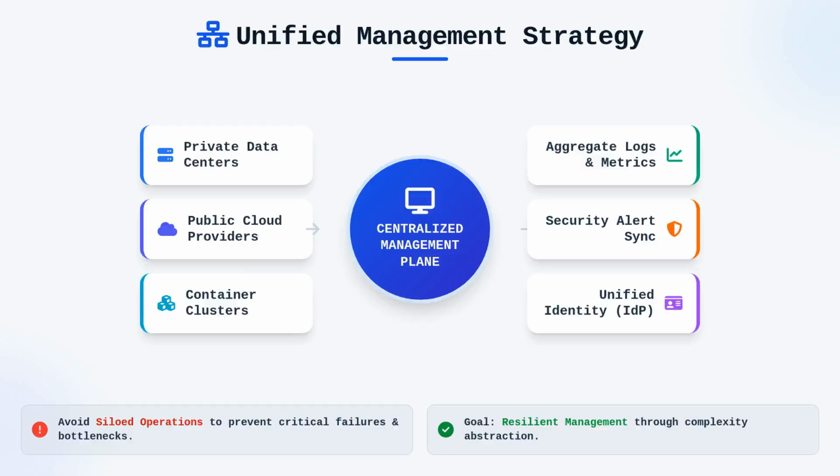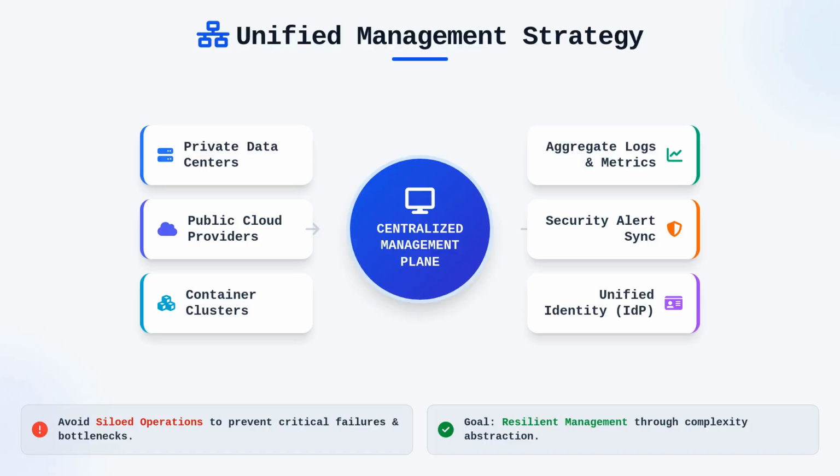Unified management is the only viable way to maintain visibility in such a distributed, heterogeneous environment. You need a centralized monitoring and management plane that can aggregate logs, metrics, and security alerts from your private data centers, as well as every public cloud provider in your architecture. Without this centralized view, you risk operating in silos where performance bottlenecks or misconfigured security groups in one location go unnoticed until they become a critical failure. Many organizations address this by adopting open source technologies or vendor-neutral management software that provides a consistent lens.